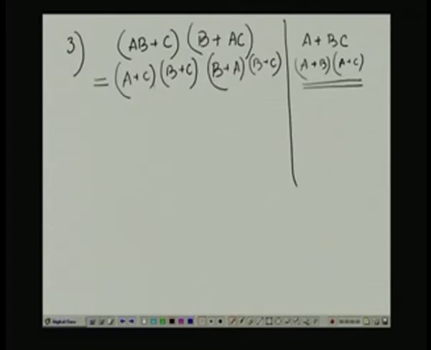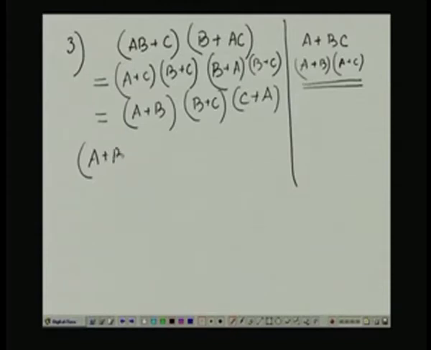Now, B plus C is the same. So, this becomes (A + B)(B + C)(C + A). Now, I have to represent this as a product of max terms. Because it already comes as a product of 3 terms, now we see what will be the first term, say A plus B.